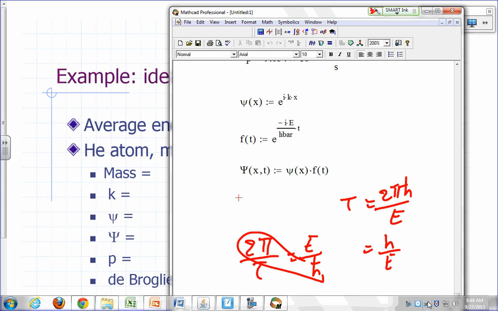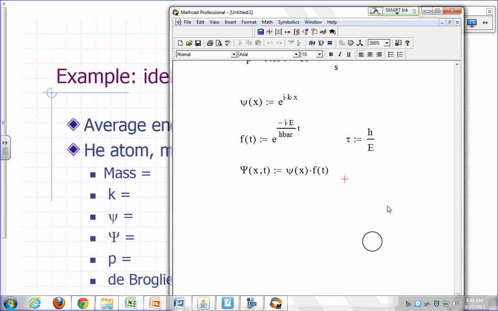And the reason I'm interested in a period of oscillation is I want to show an animation of this function over that period. Okay? So I'm going to define the period of the oscillation, tau, as h over E. Right? So what is tau? Tau in this case is equal to 10 to the negative 13 seconds.